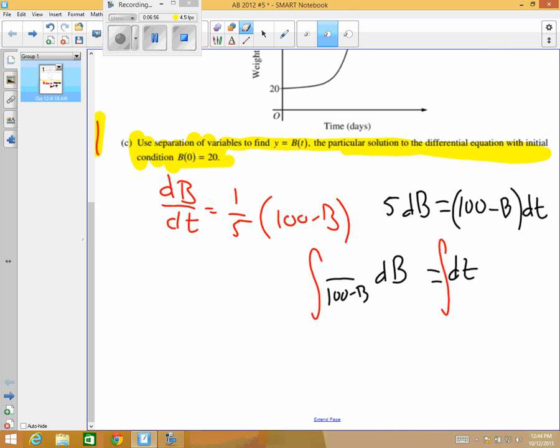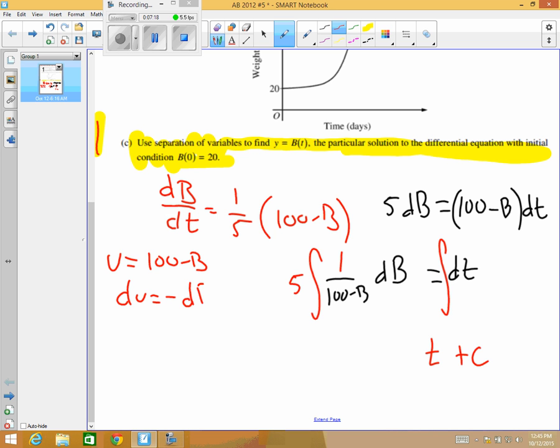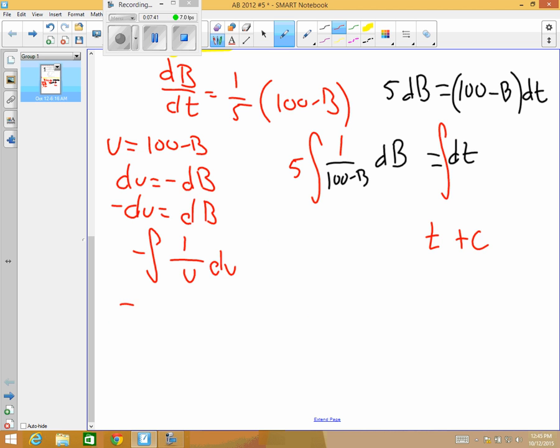And the right-hand side is pretty nice. Antiderivative of 1 dt is just t plus c. Antiderivative of 1 over 100 minus b, we have to use some u substitution. We could say u equals 100 minus b, du equals negative dB. Move the negative sign to the other side. So it looks like we're left with negative 1 over u du, which of course is negative natural log of absolute value of u. So we're going to write that back in using b. We're going to change that natural log to 100 minus b equals t plus c.